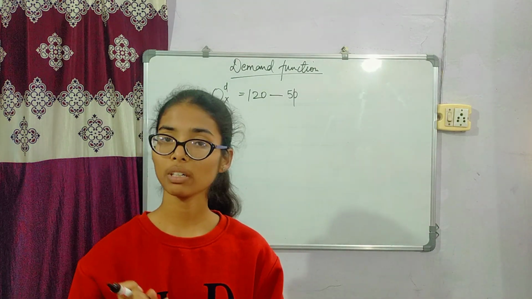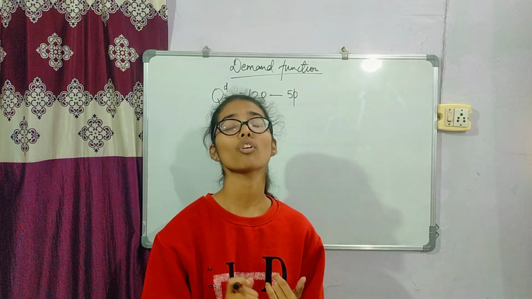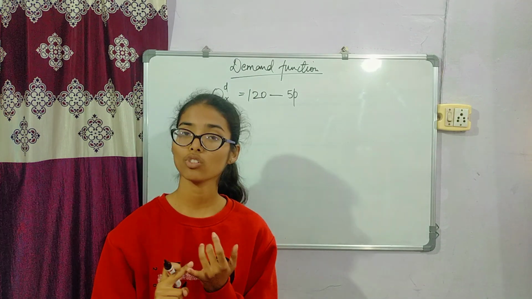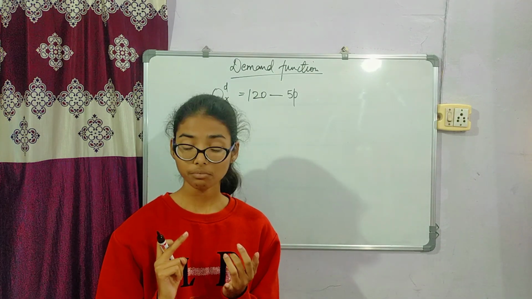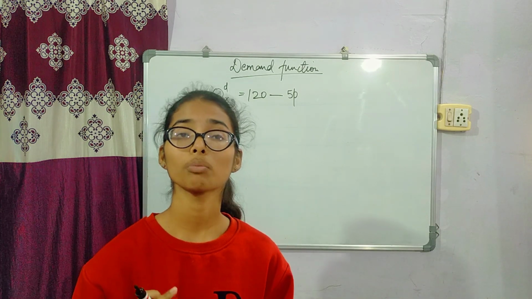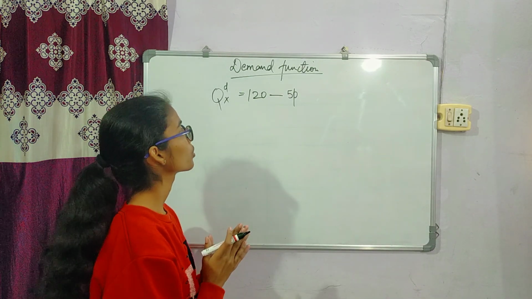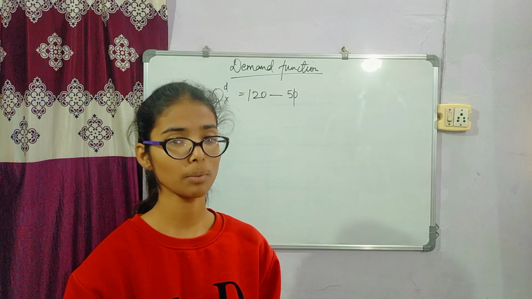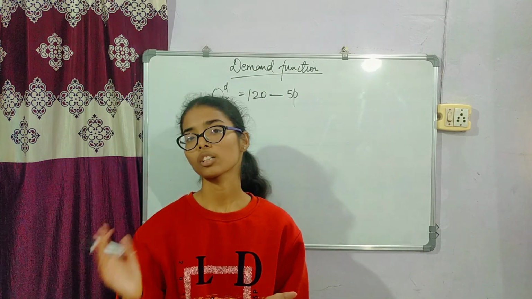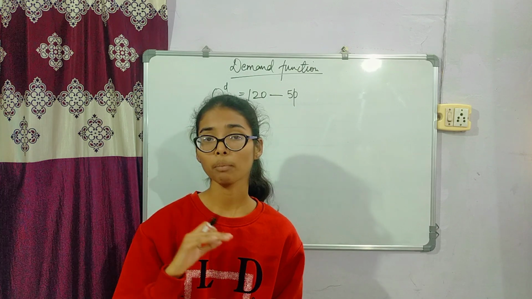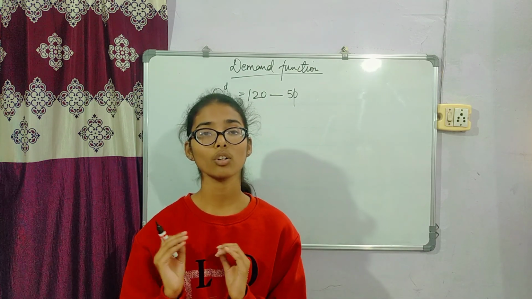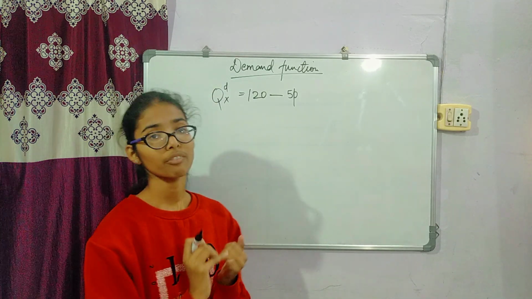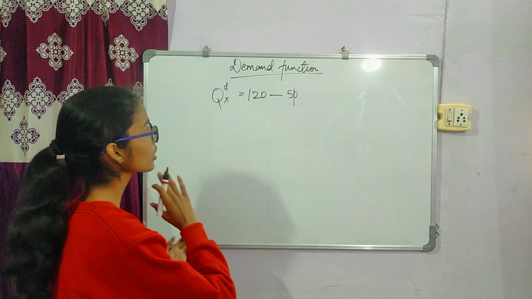Demand function is the relationship between demand for a particular commodity or product and its determinants. Determinants are like the price of the commodity, price of related goods, consumer income, consumer taste and preferences, and so on. Demand for a product is a dependent variable, determined by its determinants. So the relationship between demand for a product and its determinants is the demand function.